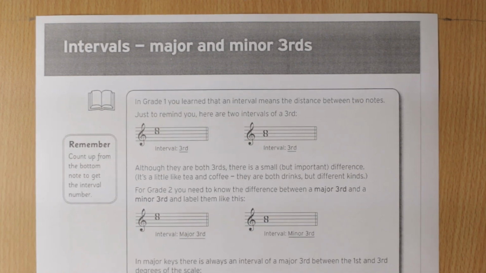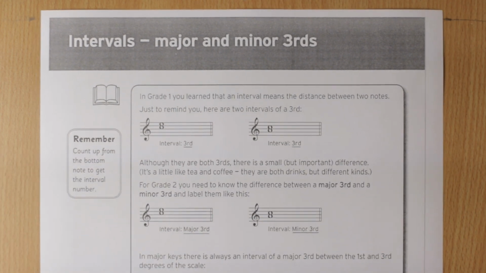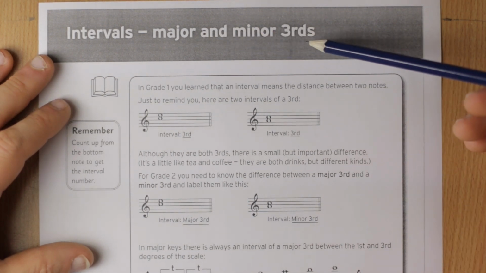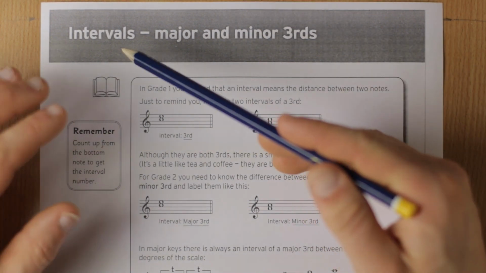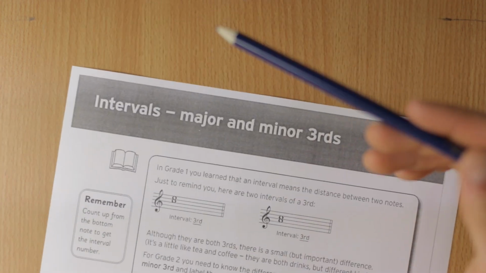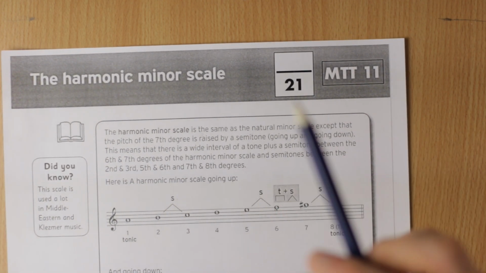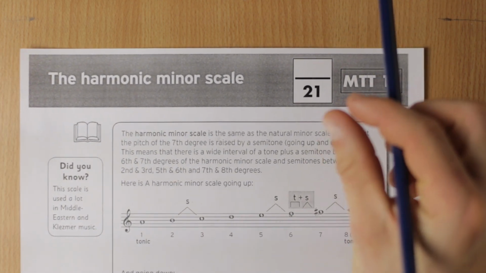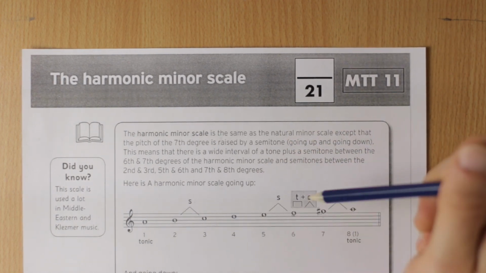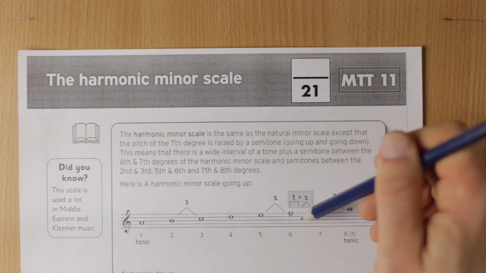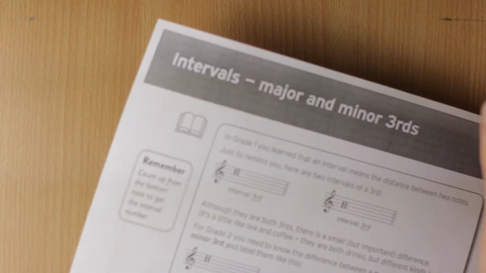Now, we're looking at intervals here, and we're looking mainly at major and minor thirds. We know about a couple of intervals already. We know about the interval of a semitone. That's the smallest interval you can get, the smallest distance between two notes. A tone is 2 semitones. We've got a tone and a half, that's another interval, a bit bigger. It's the same as 3 semitones.